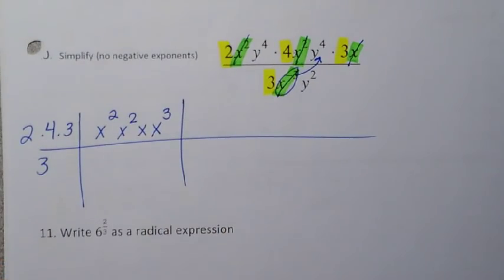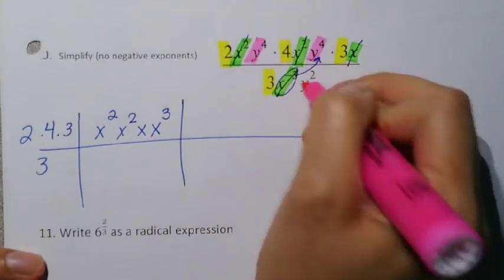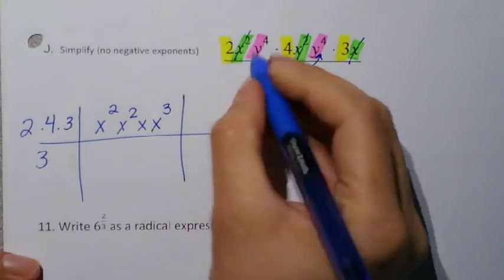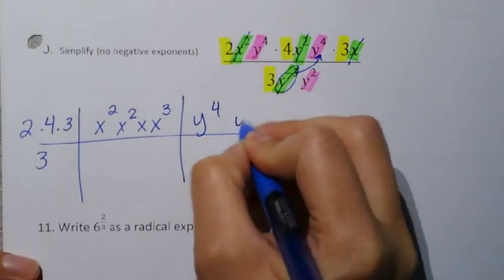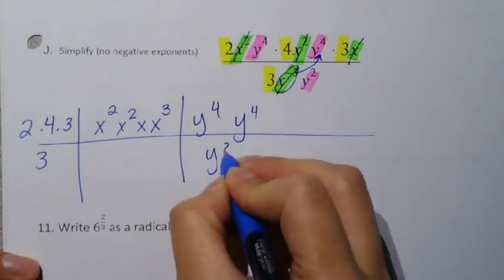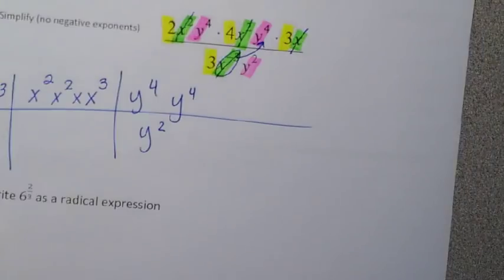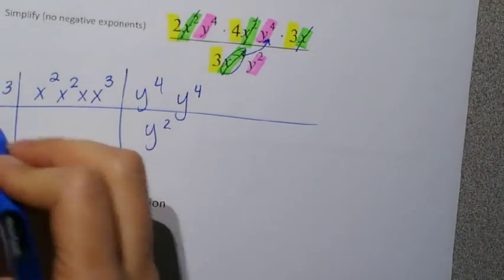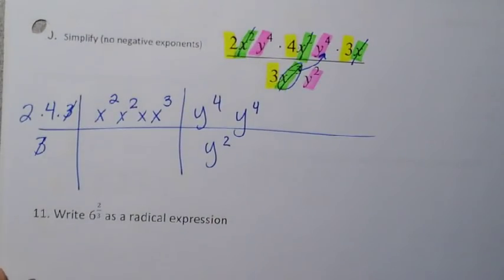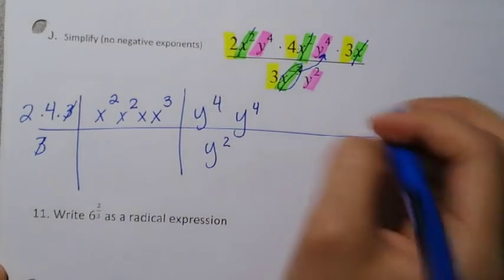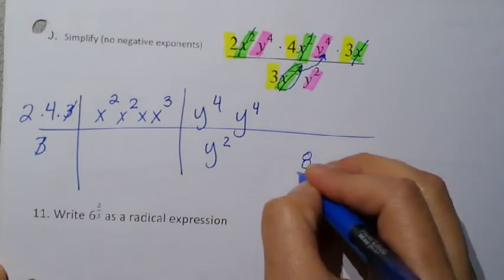Okay, now the y's. So I'll have y to the fourth, y squared. I'll simplify it. Here, these 3's can cancel out, and I have 2 times 4, which is 8. So right now I have 8.